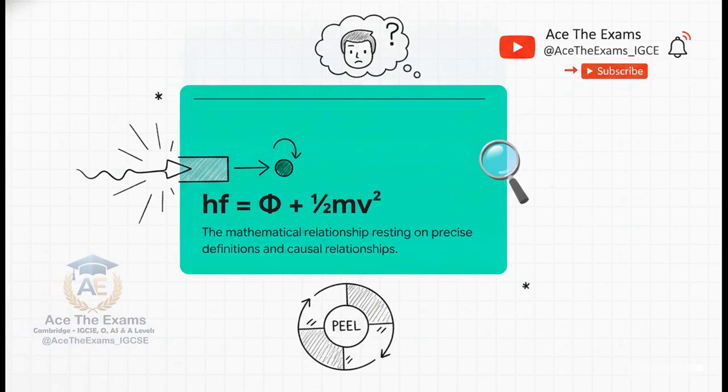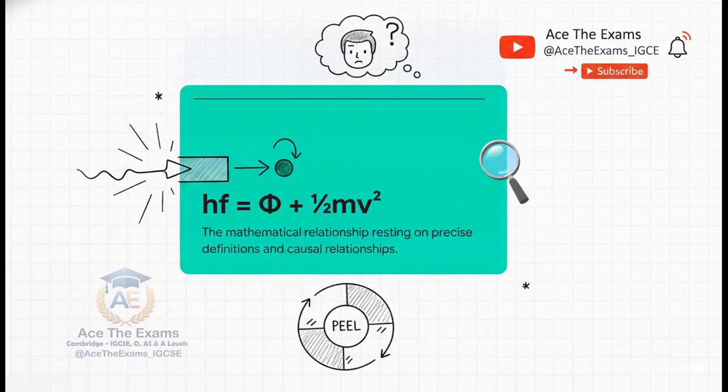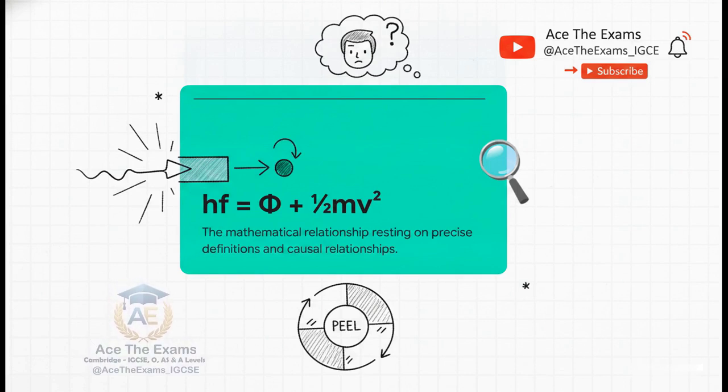But here is exactly where students like Alex fail over and over. The examiner doesn't just want you to state what the letters mean like a robot. They want you to explain the conservation of energy that's actually happening here.